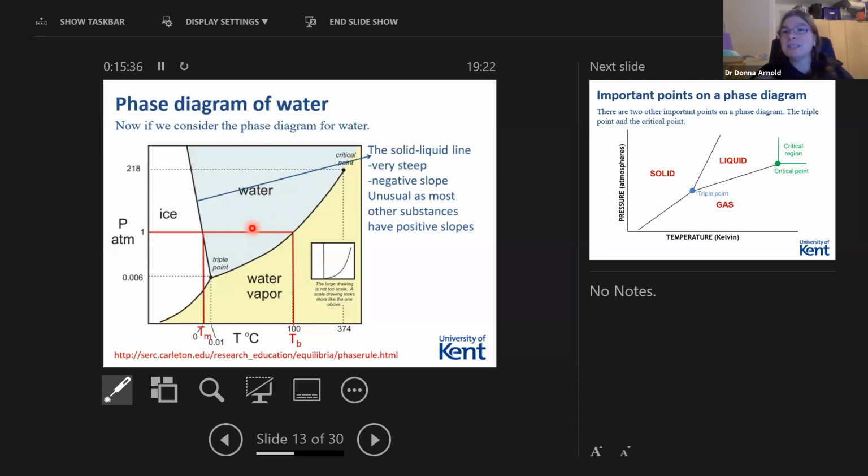And the reason for this is hydrogen bonding. So water makes a nice network of hydrogen bonds. It actually means that ice has a bigger volume than the liquid water.